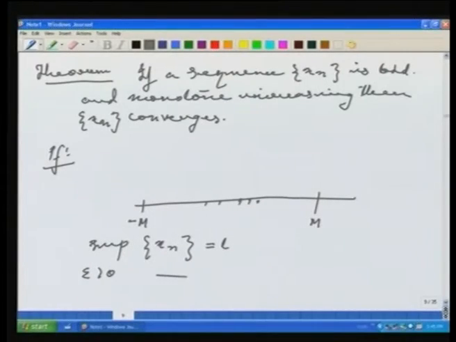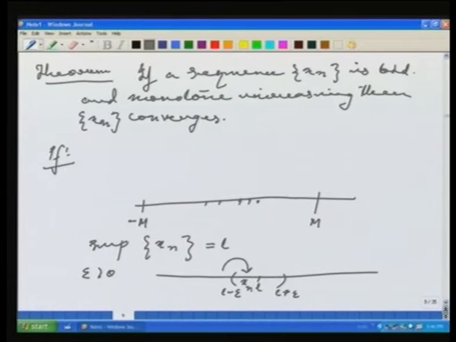So, I take any epsilon bigger than 0, that means I have L here and I am choosing an interval around this. Now the first thing I know is that this L minus epsilon certainly cannot be an upper bound of the x n's, because if it is, then this L cannot be the supremum, right, because L minus epsilon is less than L. It means there exists a member of the sequence which surpasses this L minus epsilon, that is, it is sitting somewhere here.